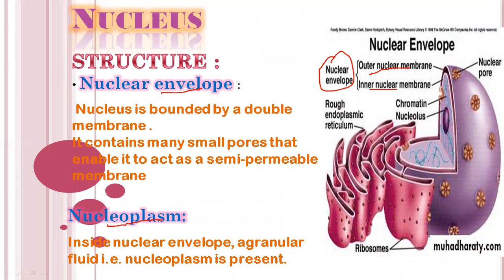Nucleoplasm is the fluid in which some substances or other organelles are present in the nucleus. Like the cytoplasm of the cell, the nucleus also has its own plasm that is called nucleoplasm.